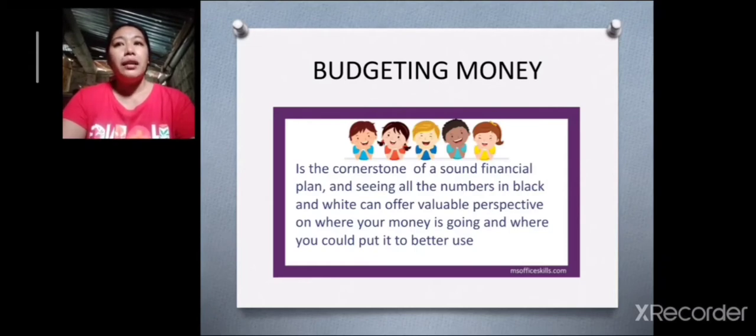Budgeting money is the cornerstone of a sound financial plan, and seeing all the numbers in black and white can offer valuable perspective on where your money is going and where you could put it into better use.